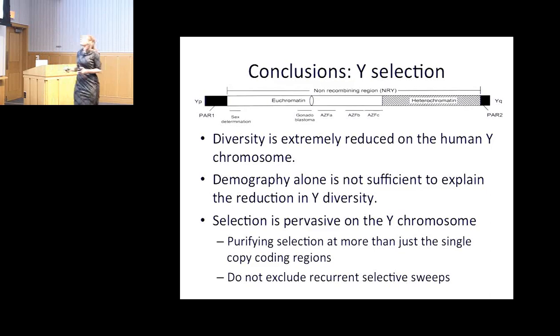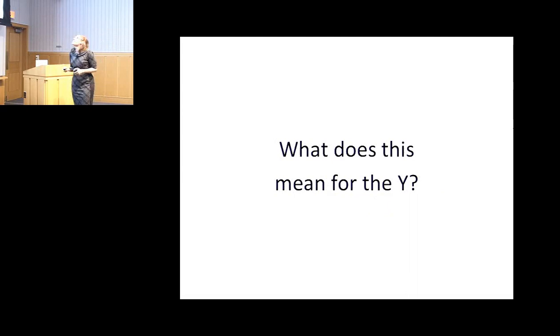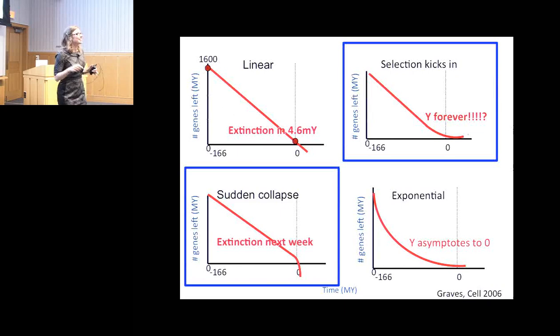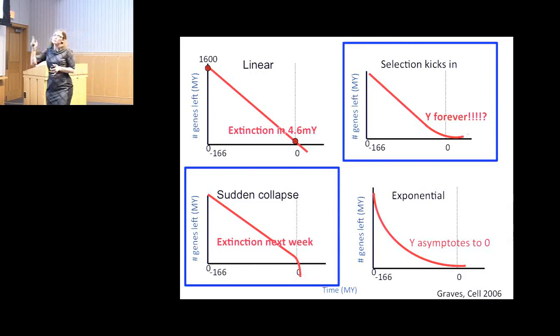So what does that mean for the Y? Well, I think it means that selection is going to kick in, and the Y is not going to disappear anytime in the near future. Don't quote me on that, because it can go extinct next week. And it has happened in some mammals, but don't worry about it. They still have males. There's these Okinawa spiny rats. Females are XX, males are X naught, and they get along just fine. So I don't think we're going to lose it, but if we do, don't worry.